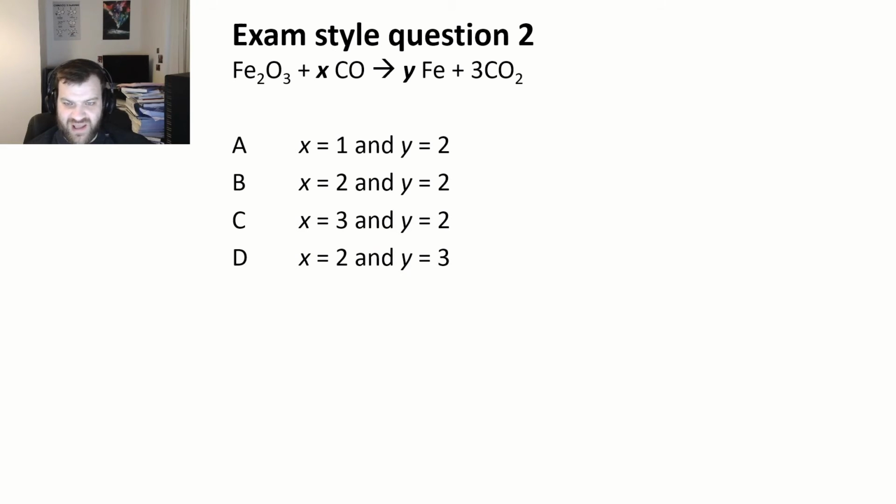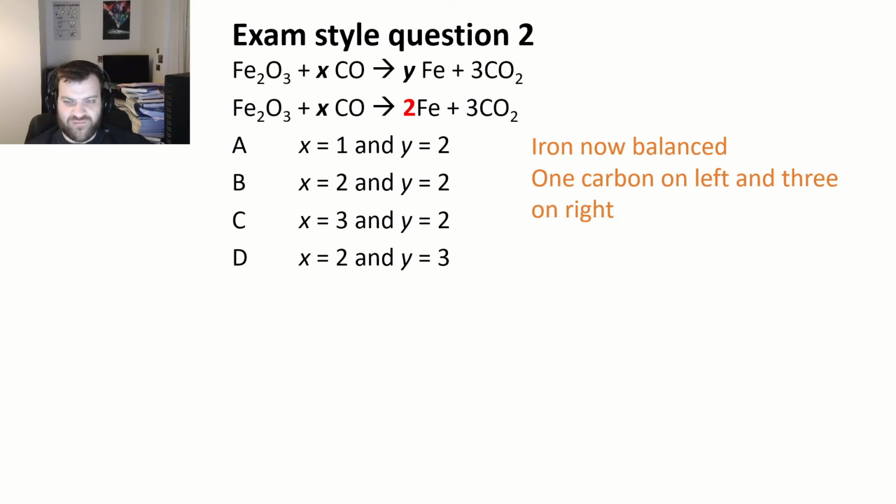Another question I like to give is where they give you different options for the balancing numbers, and you have to pick out the correct one. First thing we'll look at is our irons, where we've got 2 on the left but only 1 on the right. If we add a 2 in front of the Fe on the right-hand side, we've now got equal numbers of iron on both sides.